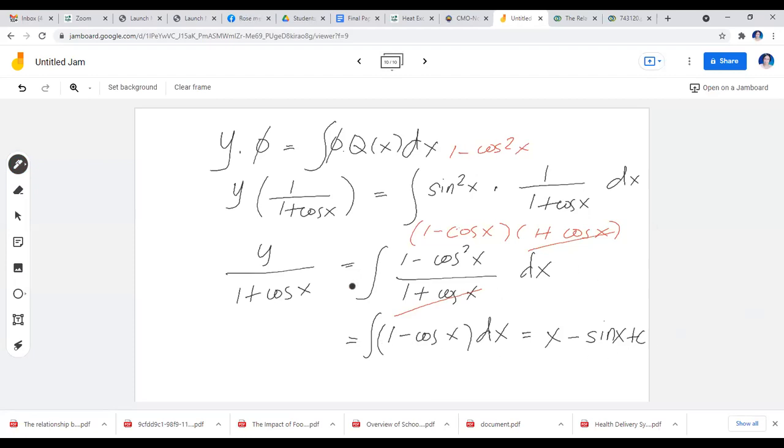If you want to explicitly write the solution for the given differential equation, you can cross multiply 1 plus cosine of x in here. So you will have y equal to 1 plus the cosine of x times x minus the sine of x plus c. Now, this is the explicit solution to your given first order linear differential equations.